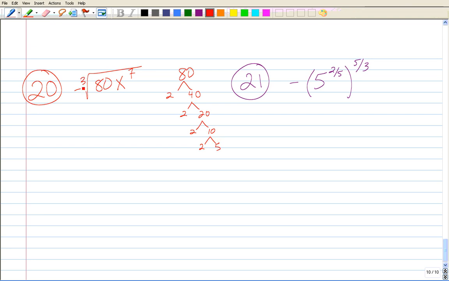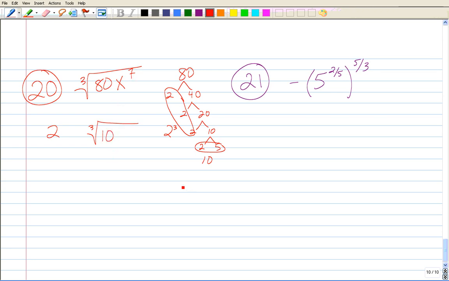But I'm taking cube roots. So I'm looking for a group of 3 things. So there's 3 of these 2's. But there are no other groups of 3, so I'll multiply back together whatever's left. And that will stay. The cube root of 80 is the same thing as the cube root of 2 cubed times 10. So the cube root of 2 cubed is 2. And inside the cube root we'll leave the 10.